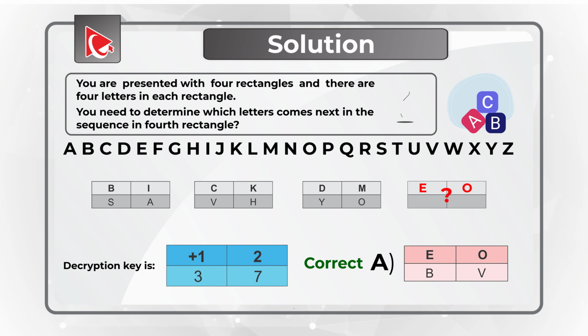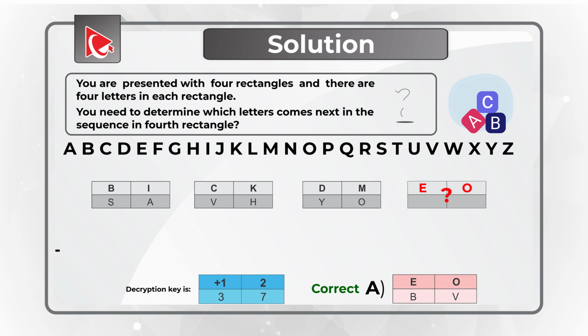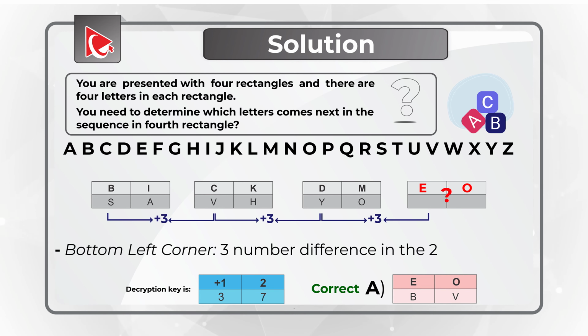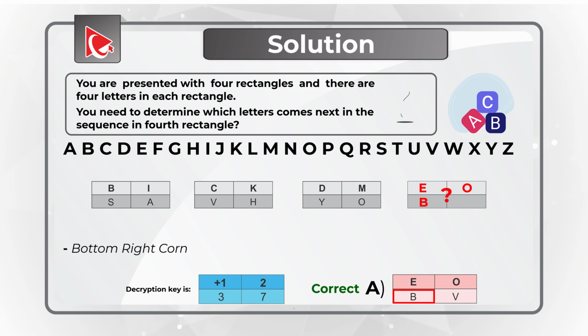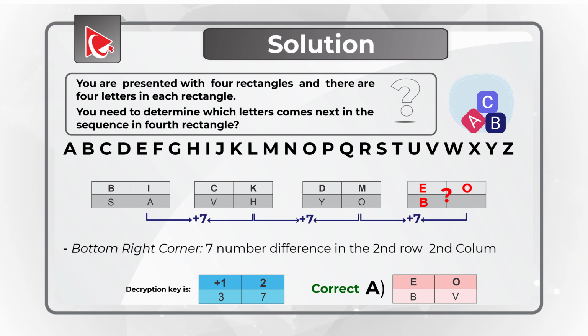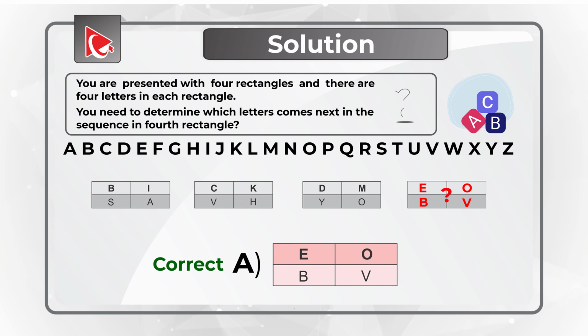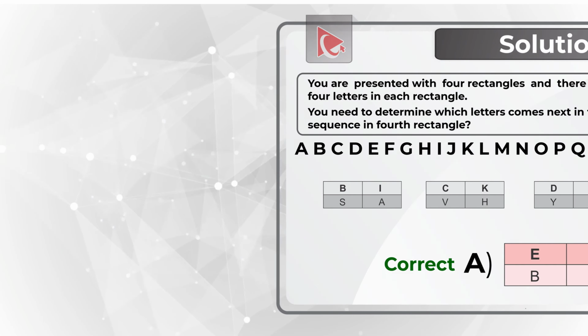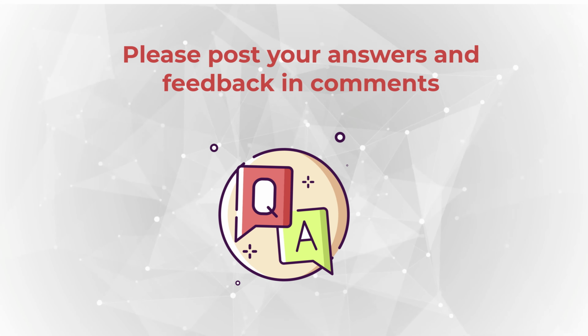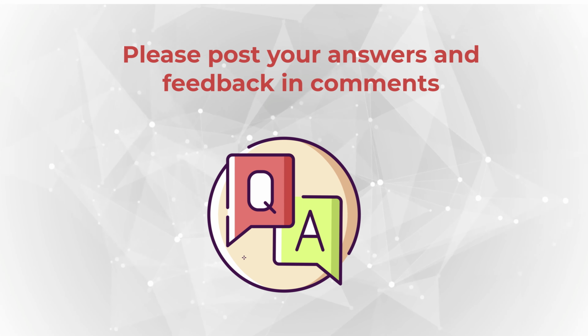But the question is done in such a way that you can continue the logic and determine the decryption key for the bottom row as well. If you're interested, in the bottom left corner, we have a 3 number difference in the second row, and the correct choice here would be choice B. And in the bottom right corner, there is a 7 number increment, and the correct letter choice here would be choice V. So as I already mentioned, the correct choice here is choice A. Hopefully you've learned something, and now not just know how to answer similar problems on the test, but also learned about simple encryption and decryption logic you can use with the letters of the alphabet.